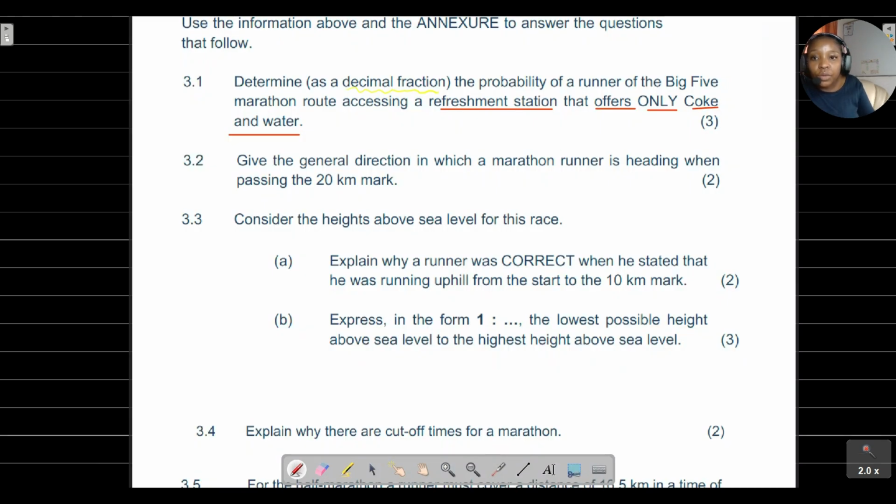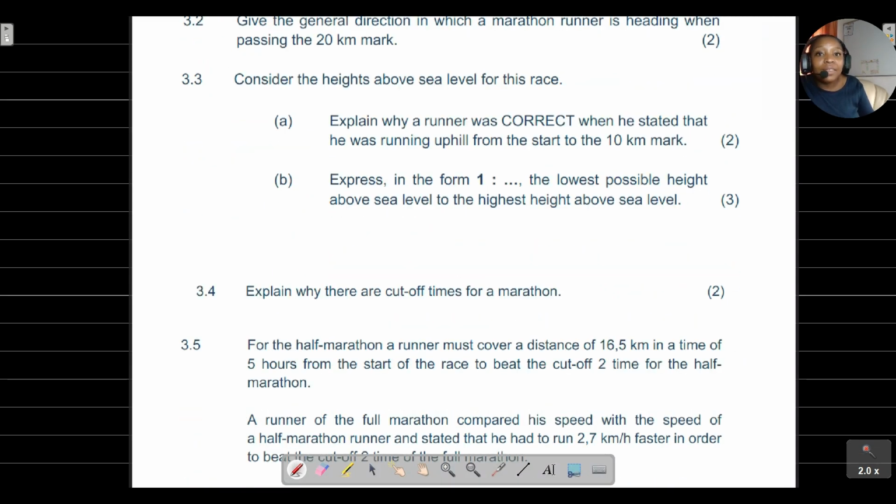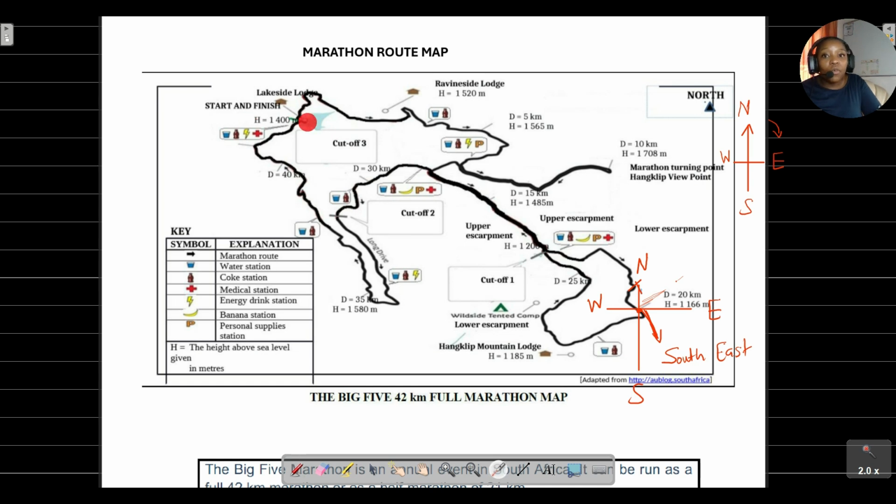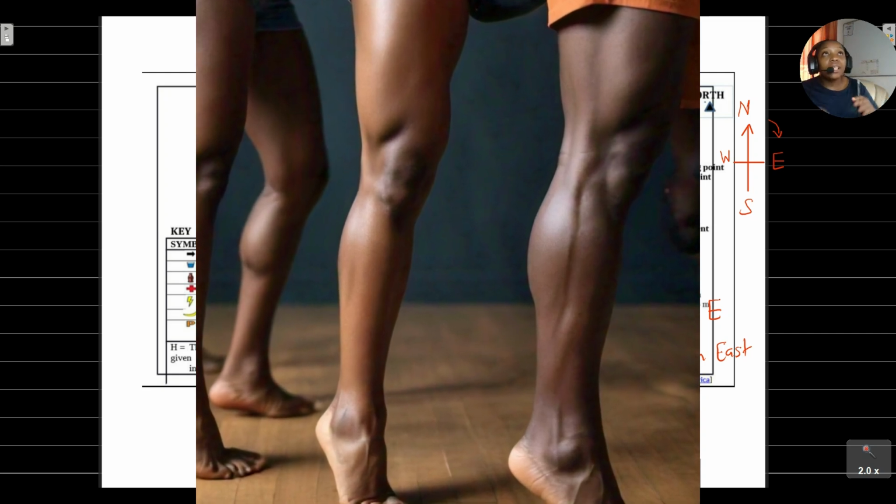Okay. Question 3.3. Consider the heights above sea level for this race. Remember, when we were going through the analysis of our route map, I explained what is happening, right? If the height above sea level is 1,400 meters when we're starting the race, but as we continue along this route, it increases from the start to the 5 kilometer distance. What does that mean? That means that it's increasing in slope. Okay, it's a bit steep. You'll feel it in your calves and your thighs as you're running there. It's a steep slope.